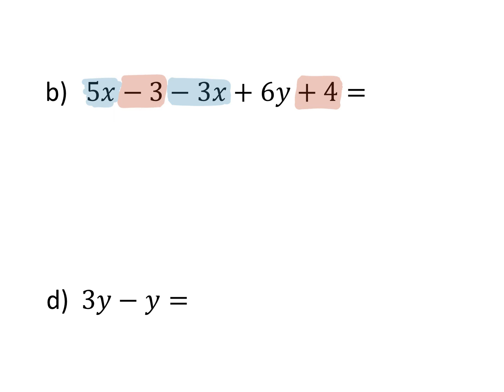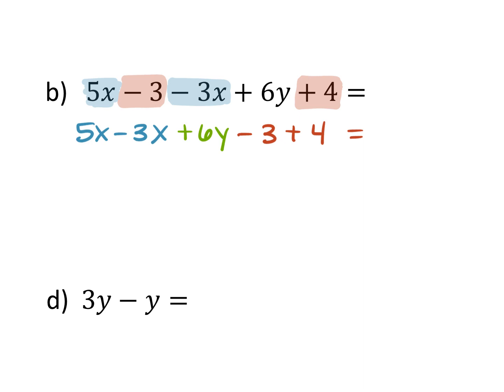Okay, now here's an option. I don't require this, but here is one option for you. If you prefer to see your like terms together, then you could rewrite your problem right now. You could say 5x minus 3x plus 6y minus 3 plus 4. Okay, put your like terms together and then do the math. If you struggle at all with this, I would absolutely do that.